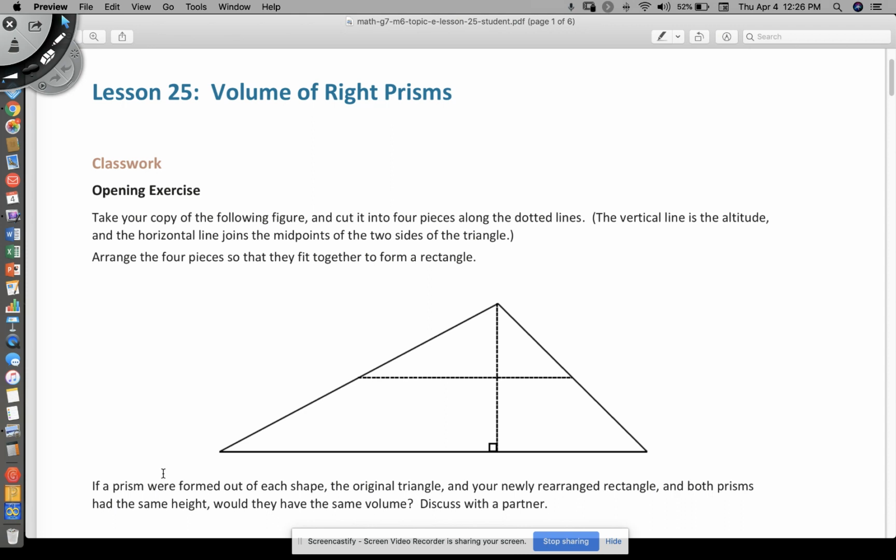This is lesson 27 for 7th grade, module 6, on volume of right prisms. Now, as you see here, we have this opening exercise where it wants you to take your paper and create this triangle, cut it along the dotted lines, and then take these pieces and form it into a right rectangle with all right angles, obviously.